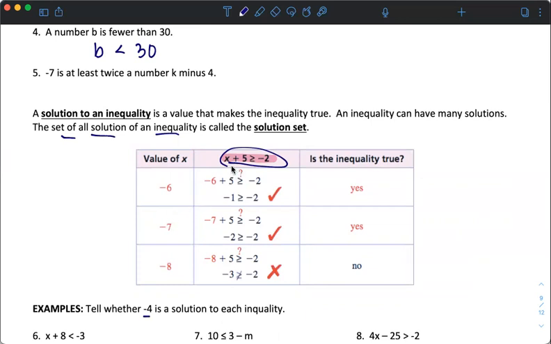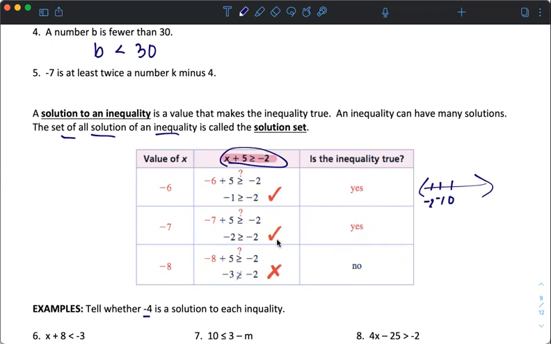So when you plug in negative 6, you just simplify that left side. Negative 6 plus 5, that's negative 1. And you're asking, is that greater than or equal to negative 2? And that is true, because the more left you are, the smaller the value, the more negative the values get. Since negative 1 is to the right of negative 2, negative 1 is bigger, and therefore that makes the inequality true.